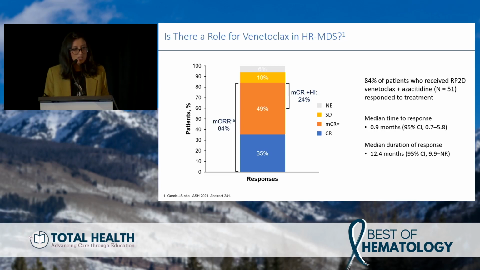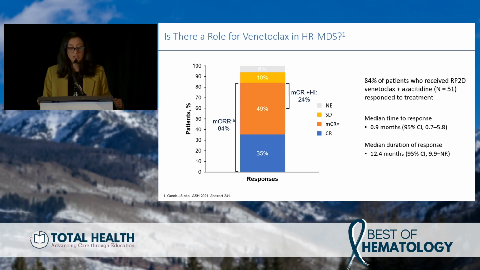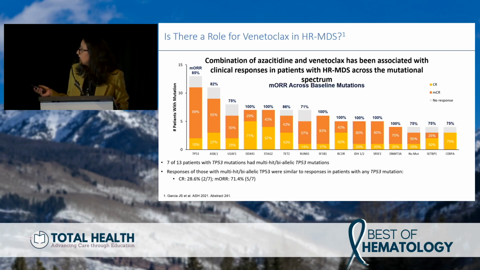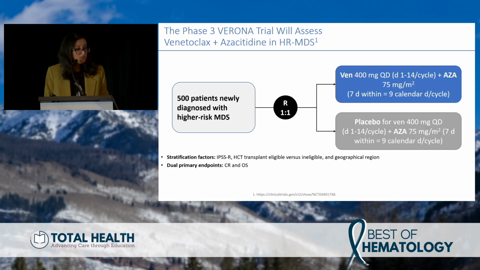And 84% of patients that received Venetoclax and AZA respond to treatment, and the median time to response is very fast. So actually, this is great. You can tell if a patient is responding or not relatively early and continue on treatment, and the median duration of response is long, 12.4 months. And this combination appears to work across the mutational spectrum; patients are responding to Venetoclax and azacitidine.